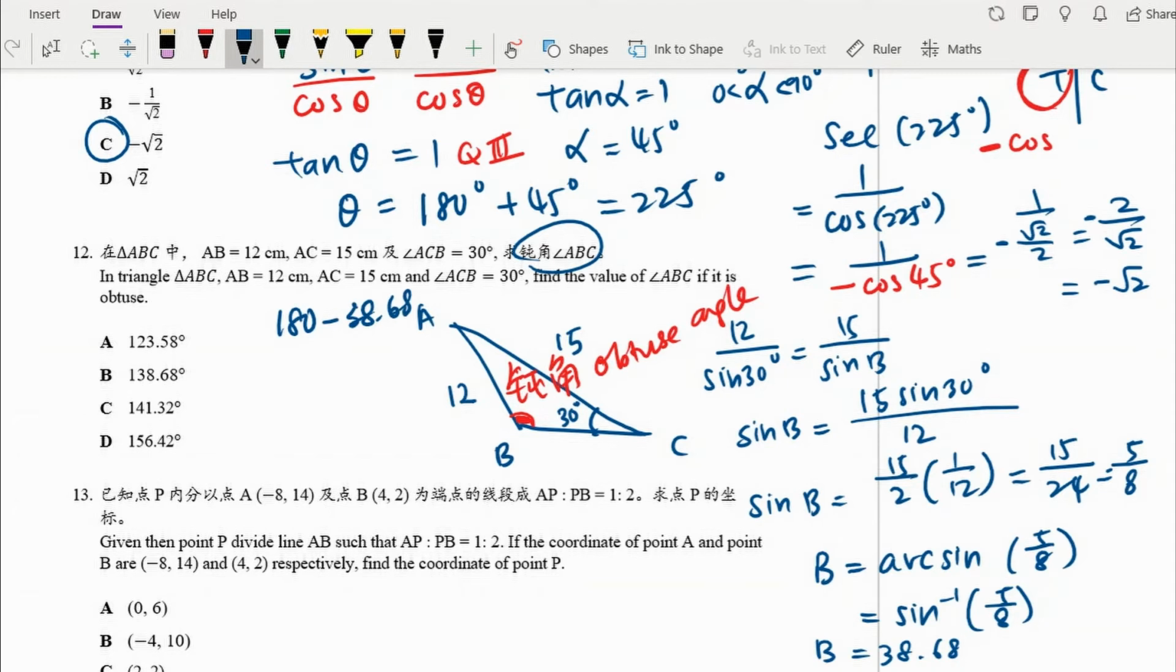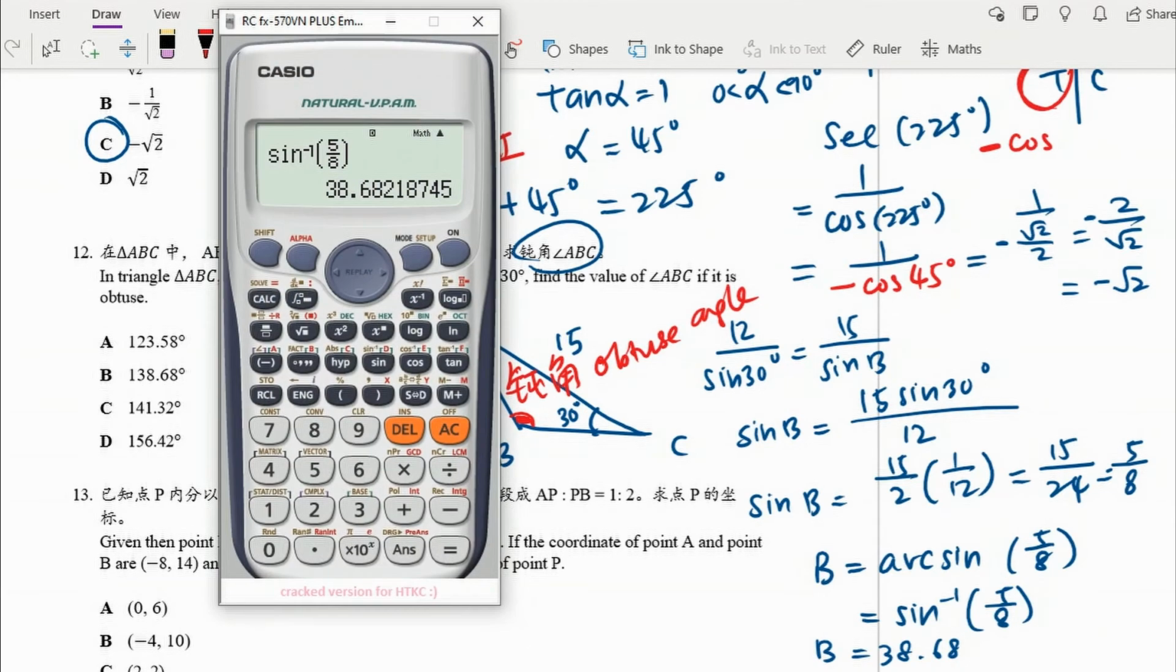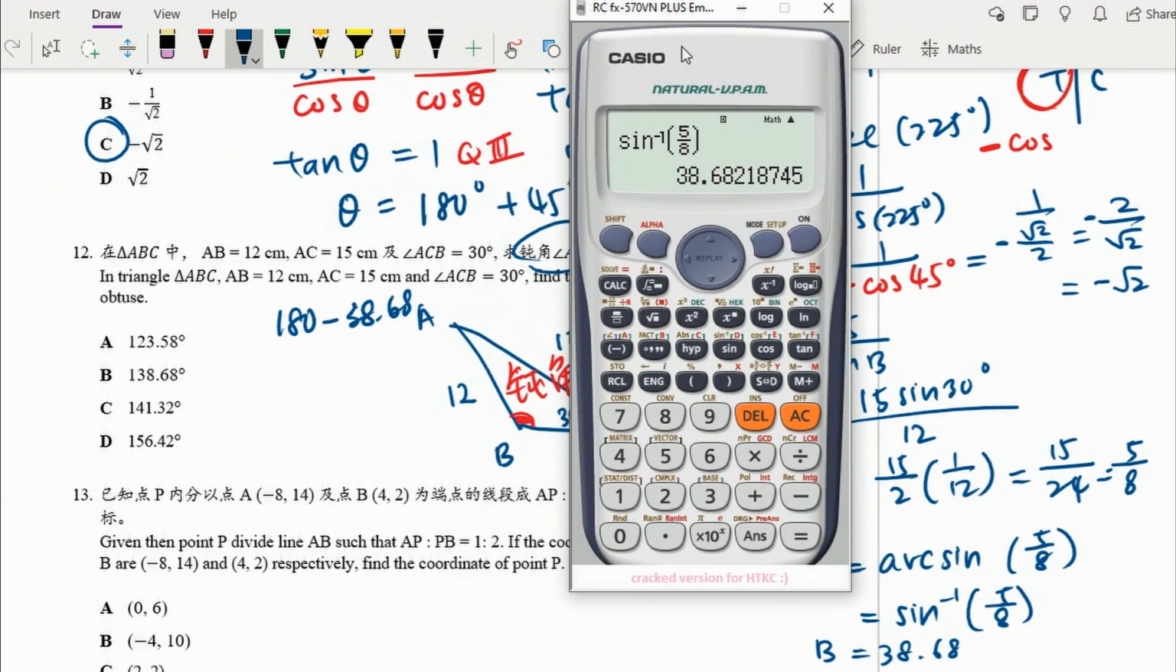I'm so lazy for this, so I will just use the calculator. We have this 180 minus 38.68. The answer is 141.32. Do you have that? Yes, the answer is C.